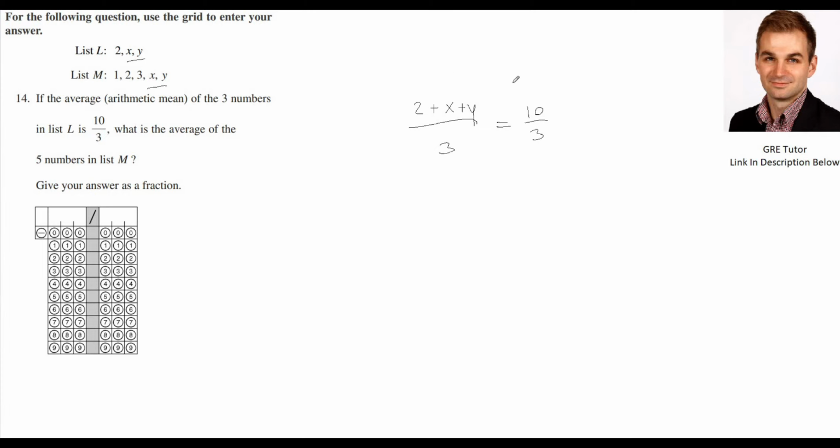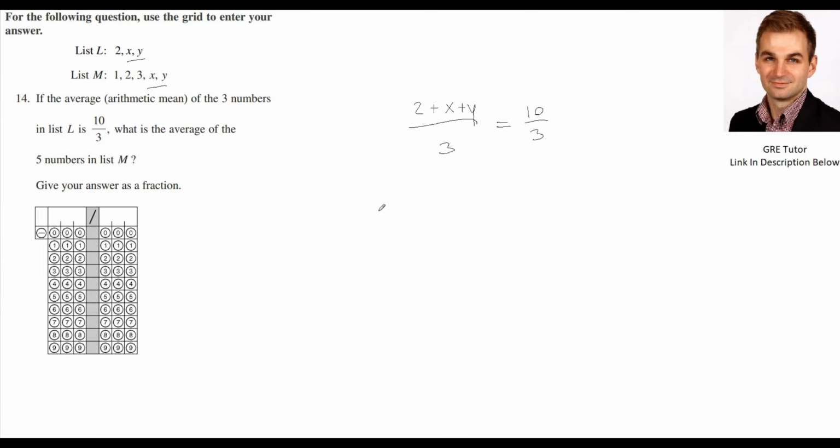Alright, so that is the average formula. You just add everything in the list and divide it by the number of items in the list. That's the average that it gave us. What is the average of the 5 numbers in list M? Okay, so that's the second thing they're asking. So they want to know the average for here.